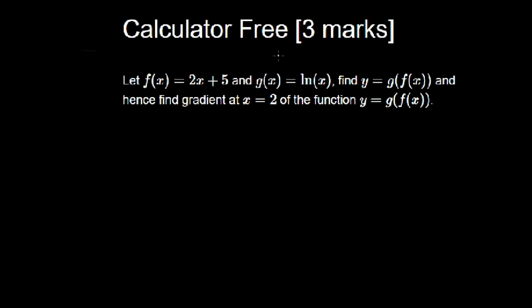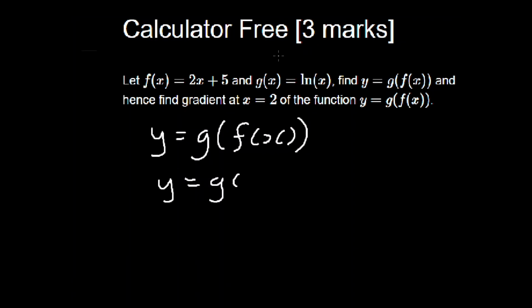This is a classic question of the chain rule. So we've got this weird thing here that says y is equal to g, and then it's got a bracket and then an f and then an x. And what does that all mean? Basically, what we say is y, first of all, starts off being equal to g of x.